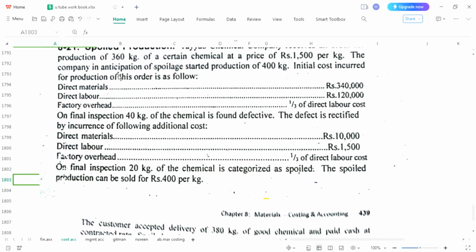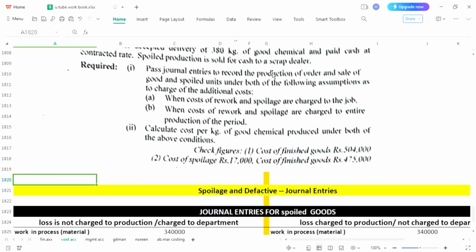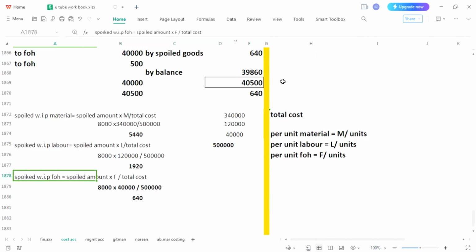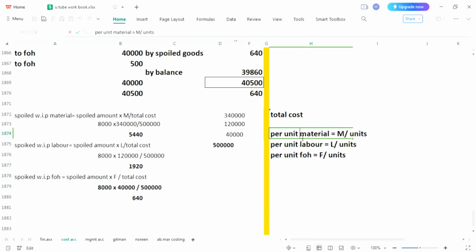The company, in anticipation of spoiled production, that means there was a fear of spoiled product, have started production of 400 while order was 360, but due to fear of spoiled goods they have produced 400 number of units. Over here you will calculate per unit cost of material, and as you know, total cost of material I have showed you in the question, 340,000. It would be divided by number of unit, that is also been shown, 400, and finally we will calculate per unit cost of material.